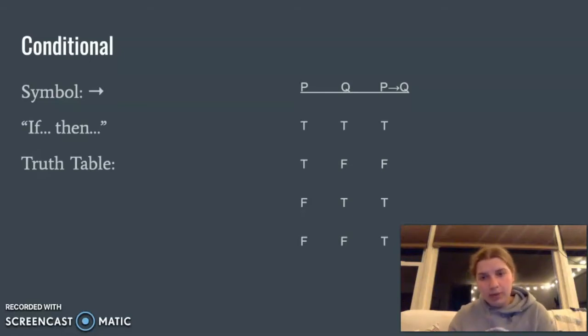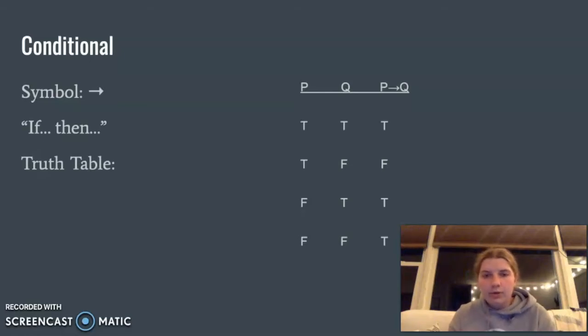So we can go row by row. In row 1, P is true, Q is true, so the conditional is true. The second row is where we run into this dilemma that I had mentioned. P is true, Q is false, so this is the only situation where it's going to be false in a conditional. That means the conditional is false.